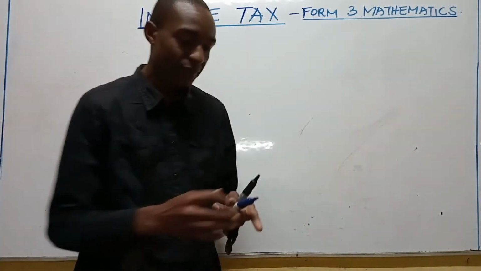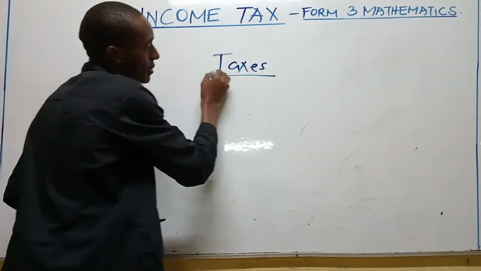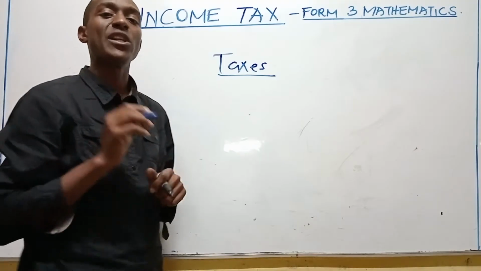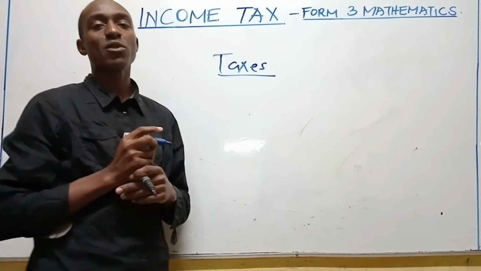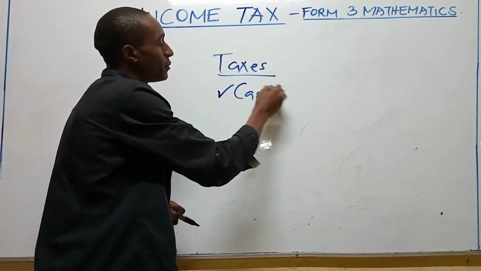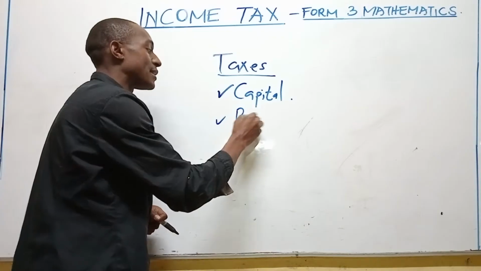Reasons why the government collects taxes. Number one, to be able to fund its expenditure. And we have two common types of expenditures. One, capital expenditure. Two, recurrent.